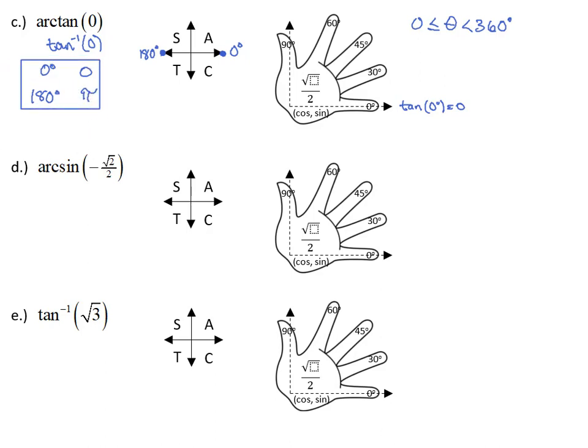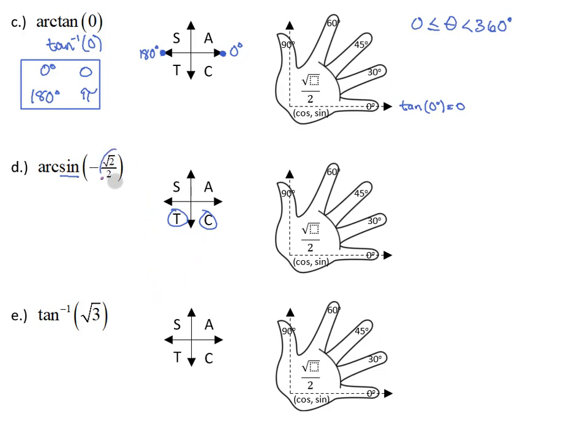Okay, let's try our next one. Inverse sine or arc sine of negative root 2 over 2. Okay, so we're talking about sine, and notice that it is negative. So sine is positive in the top two, right, the y-coordinate, but it's actually negative down here. So we're actually in quadrant 3 and quadrant 4. So now I know which quadrants we're in.